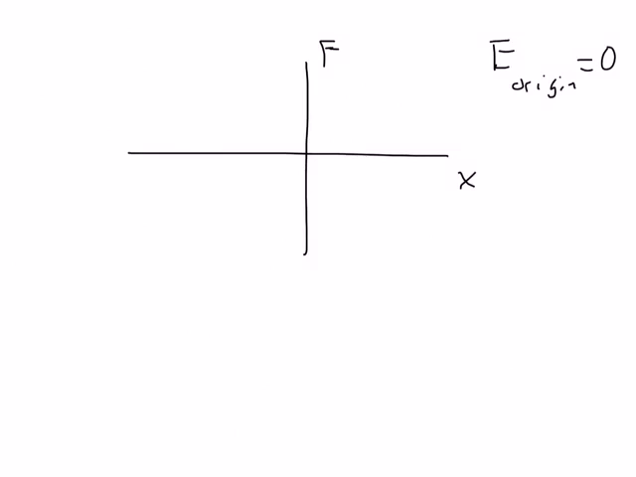If the electric field is 0, that means that the force is 0, right? Because the force and electric field are related simply by multiplying by the magnitude of the charge that feels the force, in this case, negative Q. So that tells us that the force that charge negative Q feels at the origin is 0. We have that point right there.